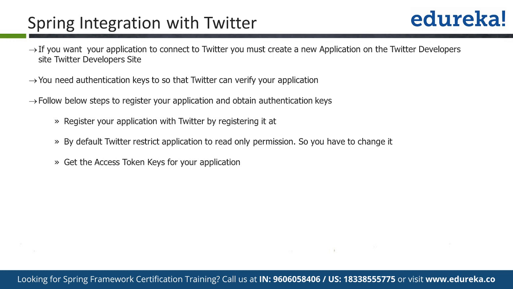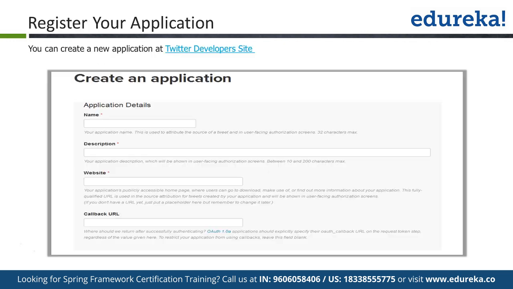First of all, you need to log in to the Twitter site and register your application with Twitter. By default, Twitter restricts applications to read-only permission, so you have to change it. Get the access token keys for your application like this. This is the page you will see. Here you have to write your application details: name, description, website, and callback URL if you have one.